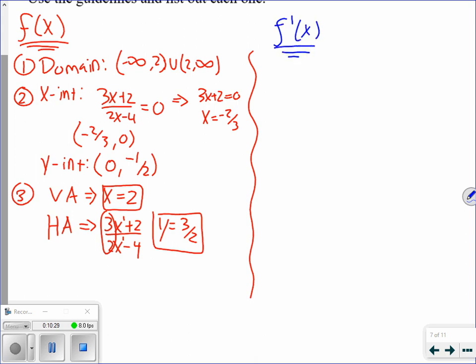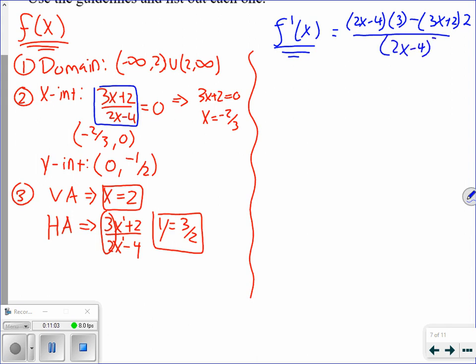All right, so from the first derivative, we'll find the derivative first. Remember that the function was 3x plus 2 over 2x minus 4. If I find the derivative, that's going to be equal to low, which is 2x minus 4, d high, which is just 3, minus high, which is 3x plus 2, d low, which is going to be just 2, all over low, or 2x minus 4 squared.